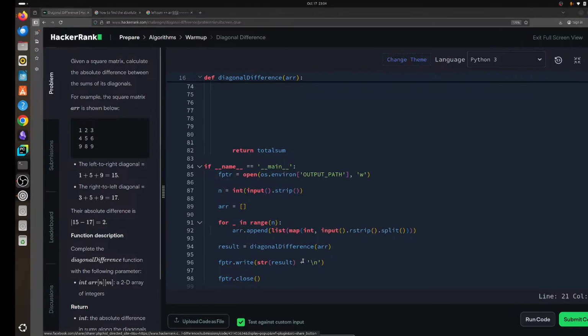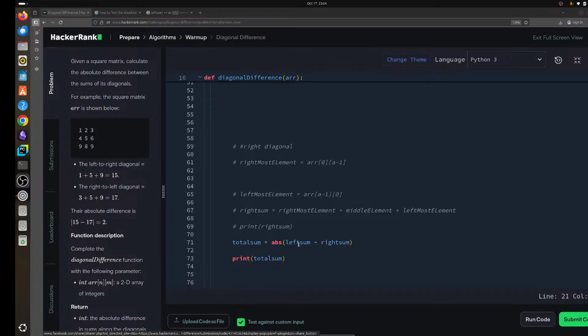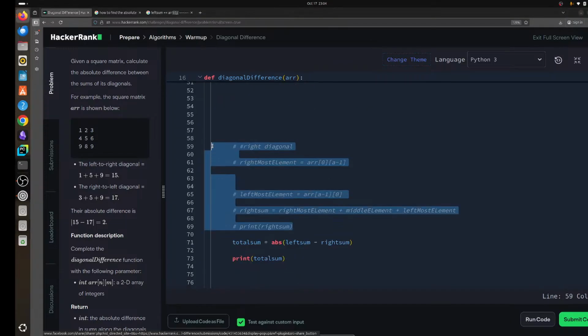Let's understand how we came up to this solution, and let's remove all this.